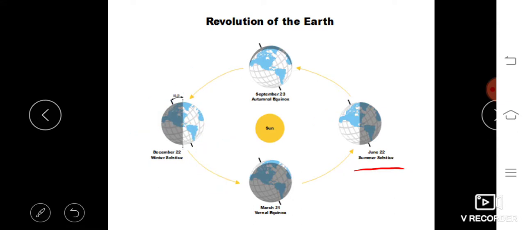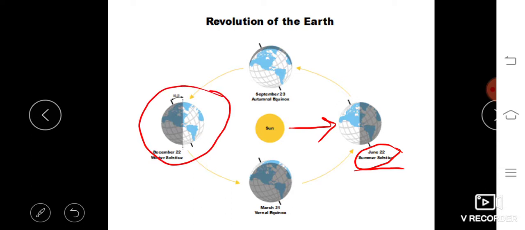Winter solstice. What happened on 21st June? On 21st June in the northern hemisphere it is the longest day. The longest day of the year is 21st June in the northern hemisphere. Vice versa, on 22nd December it is the longest day in the southern hemisphere.